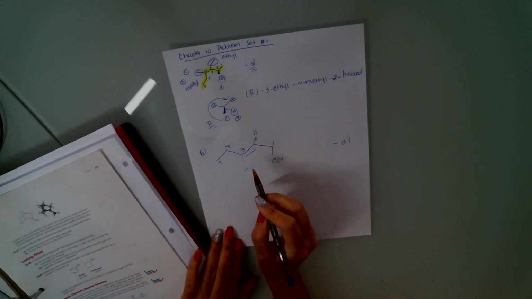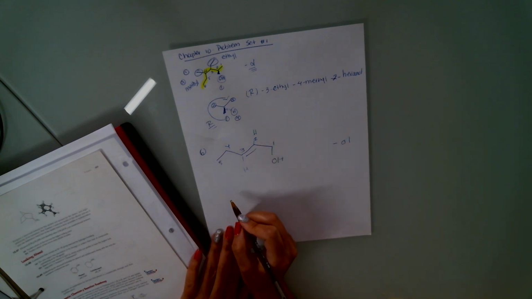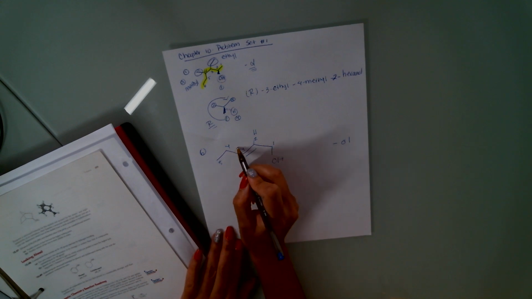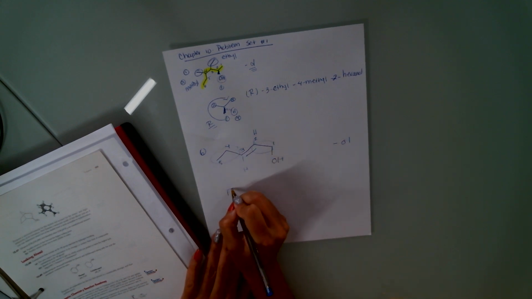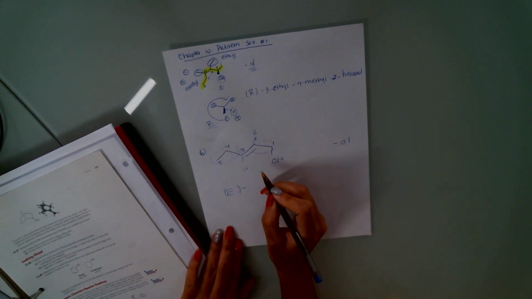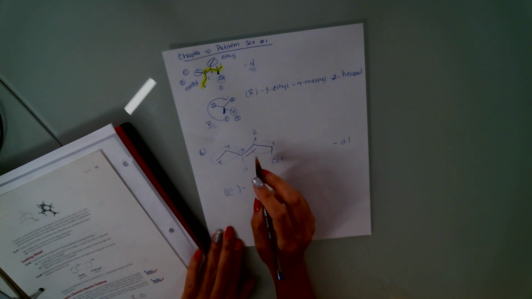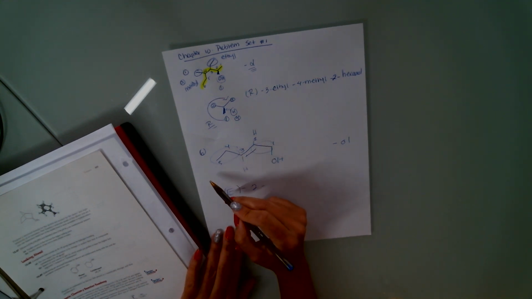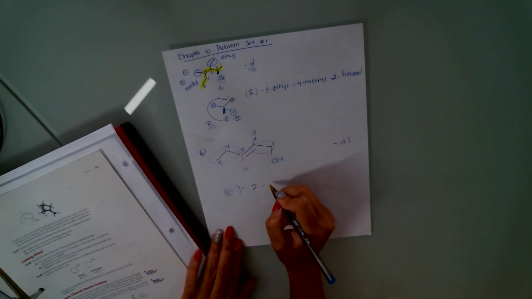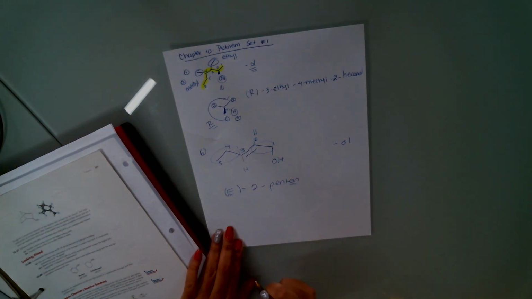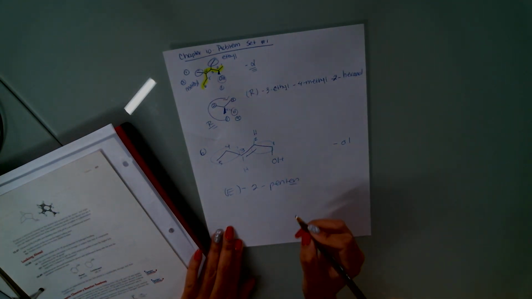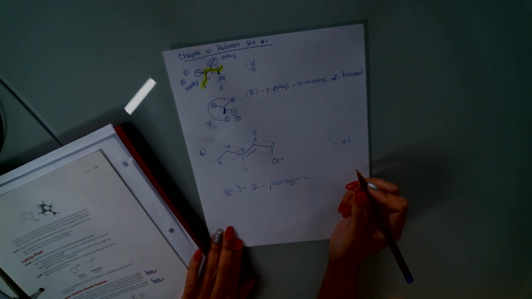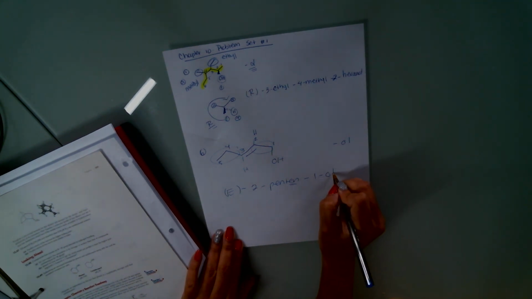In this case, we have it as E. The groups with a higher priority are on opposite sides. So we would have E. Then the double bond starts on carbon number 2. So 2. You have 5 carbons for the longest chain, so pent. En to indicate that you do have a double bond. And the OH is on carbon number 1, so 1-ol.